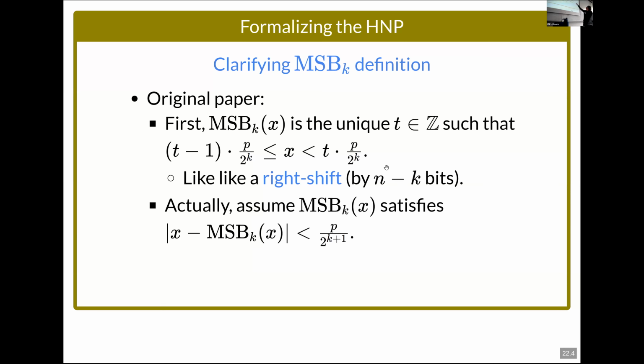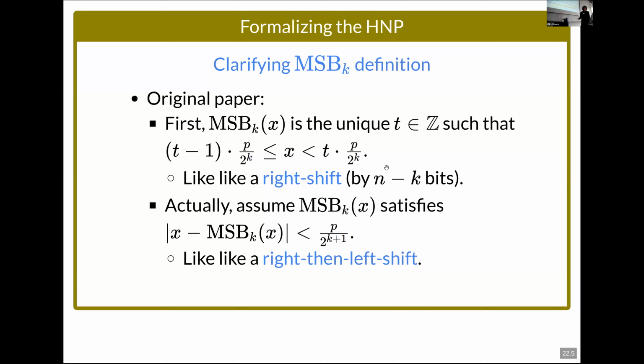But then the paper introduces this definition that says, actually, we really want to assume this inequality here. We want the distance between x and the MSB sub k of x to be less than p over 2 to the k plus 1. This is really the inequality that we're going to use in the proof. And so we can think of this as really a right shift followed by a left shift, right? When you right shift, you're losing some information. You left shift, you don't gain information, but it makes this inequality satisfied. And again, it's not technically a right shift or a left shift, but you can think of it like that.